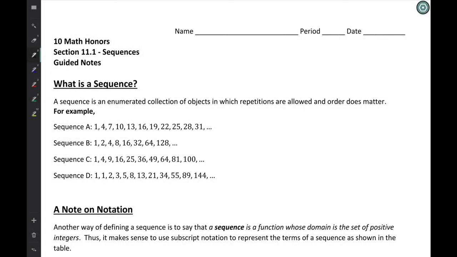To the first set of notes in our final unit. Our final unit is sequence and series. So we're going to start with talking about sequences. So the first question we have to ask ourselves is, what is a sequence?